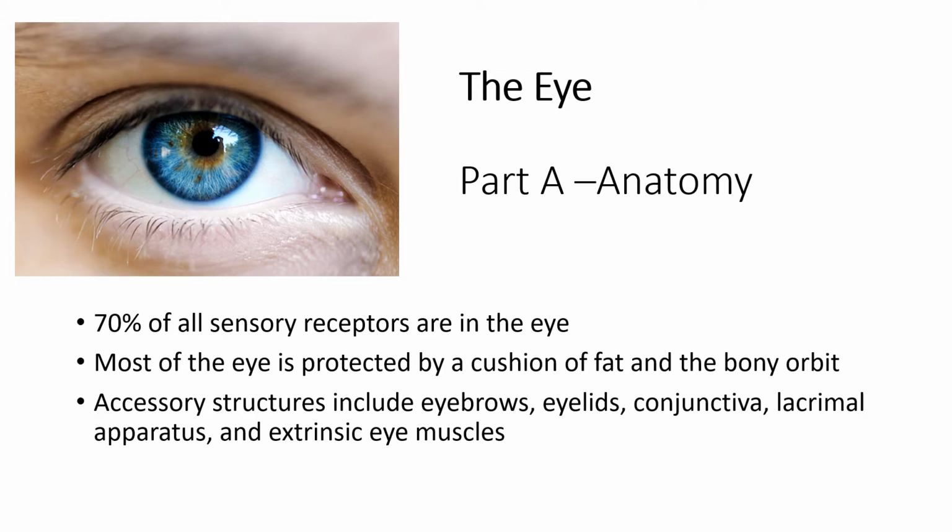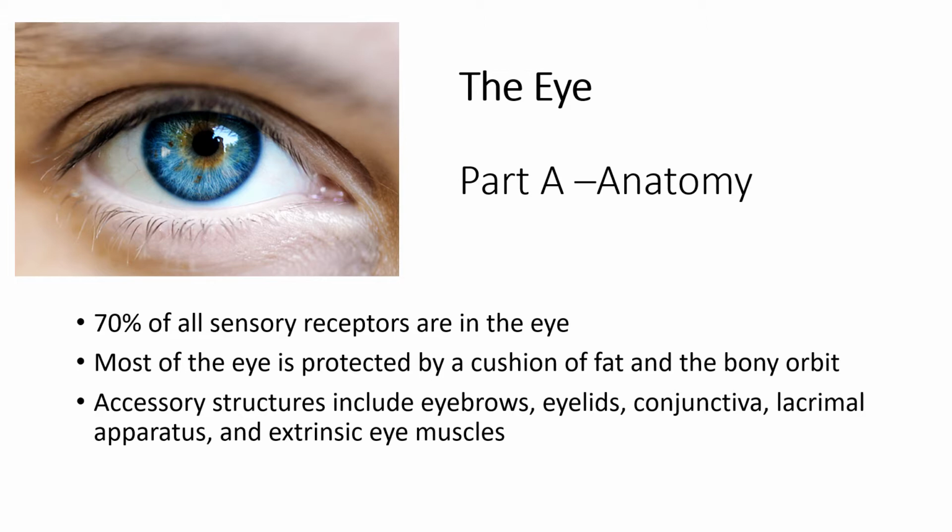And this is a layer that produces a slippery lubricating fluid and also produces some protective elements as well. We'll come back to that. We have the lacrimal apparatus, which is the structures that produce and distribute tears onto the surface of the eye. And then we have the extrinsic eye muscles.